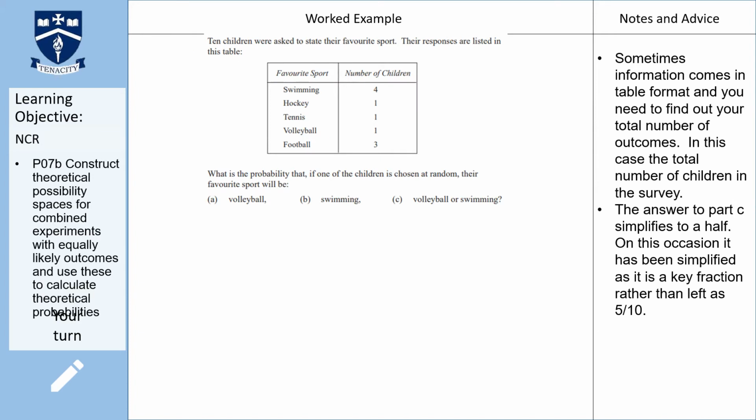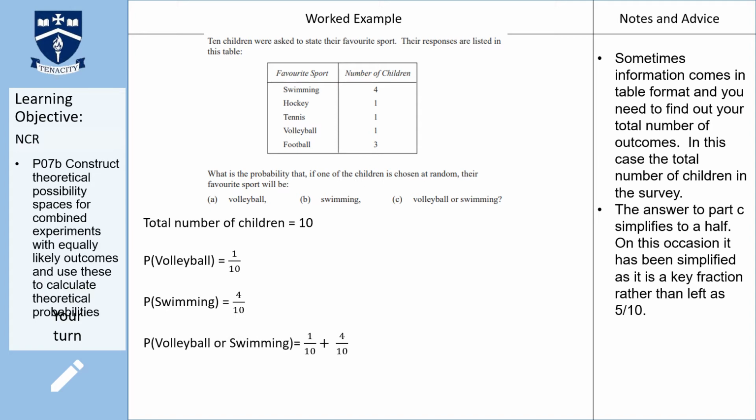Here's another example. Again, let's look at the steps. Got my total number. If I'm asked to, I find separate probabilities. So in this case, the probability of volleyball is 1 out of 10 children. The probability of swimming is 4 out of 10 children. And then you've got the probability of volleyball or swimming, in which case I just add them together. Again, they're nice common denominators, so I can just add the numerators as per usual.